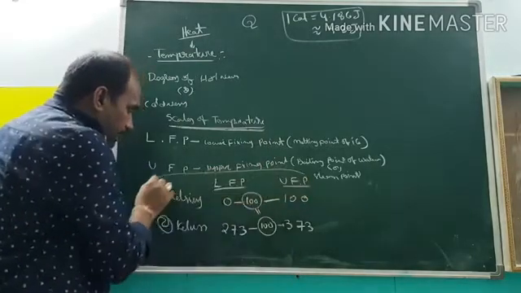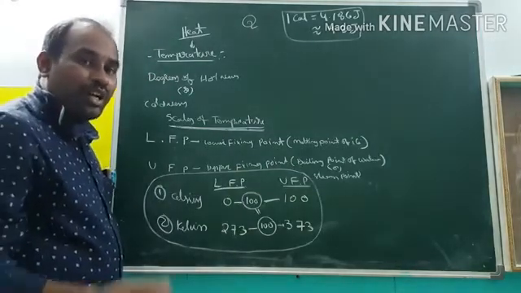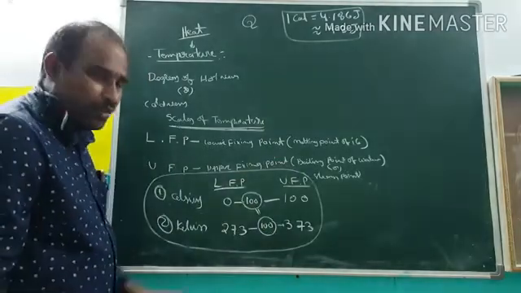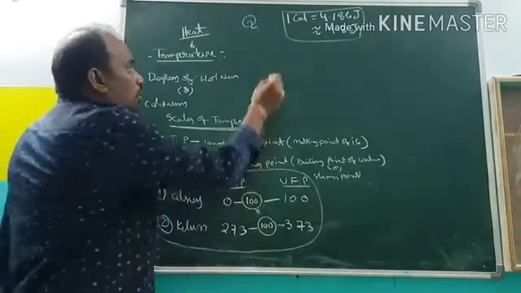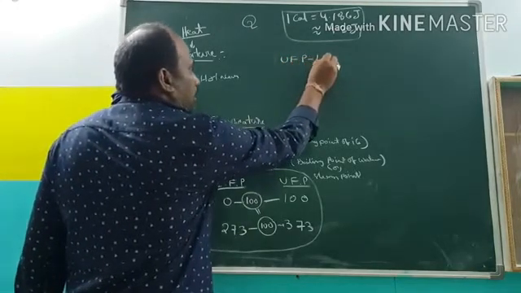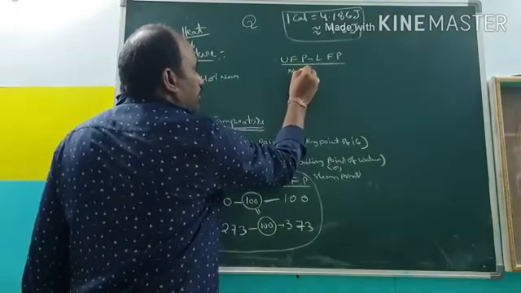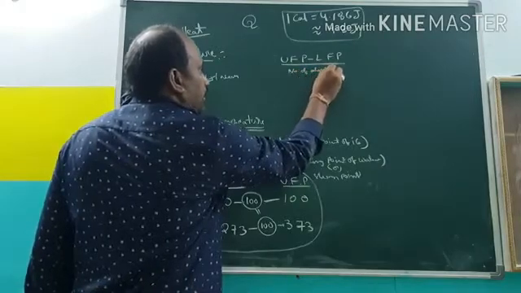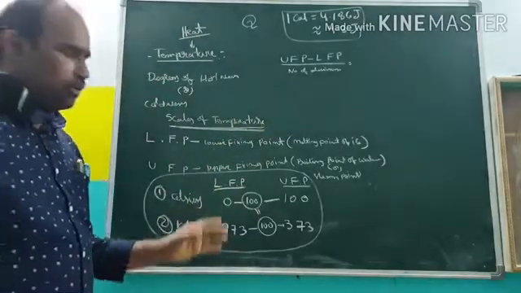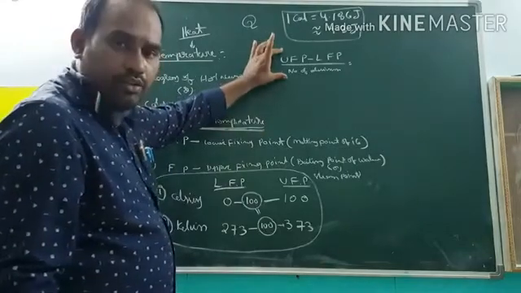So, after the construction of the scales, we will use one common formula for all scales. What is it? That is what we learn now. I am taking the upper fixing point minus the lower fixing point, divided by the number of divisions. This formula is not only for Celsius and Fahrenheit, for any scale of temperature you can find these values.